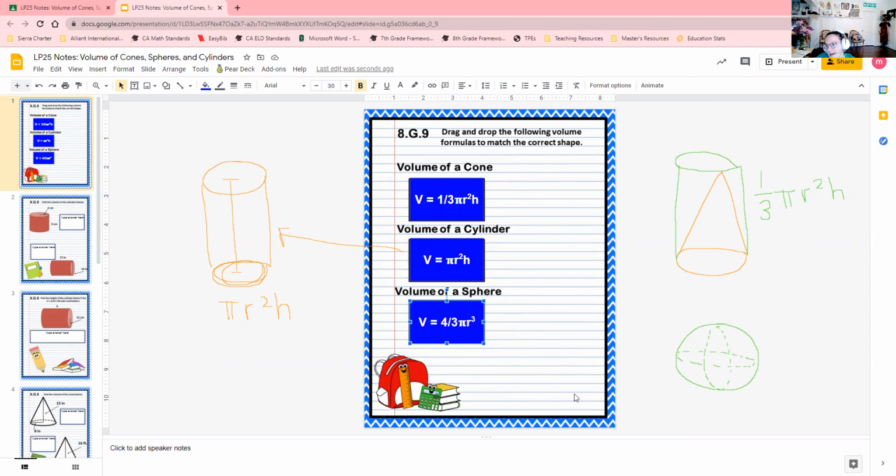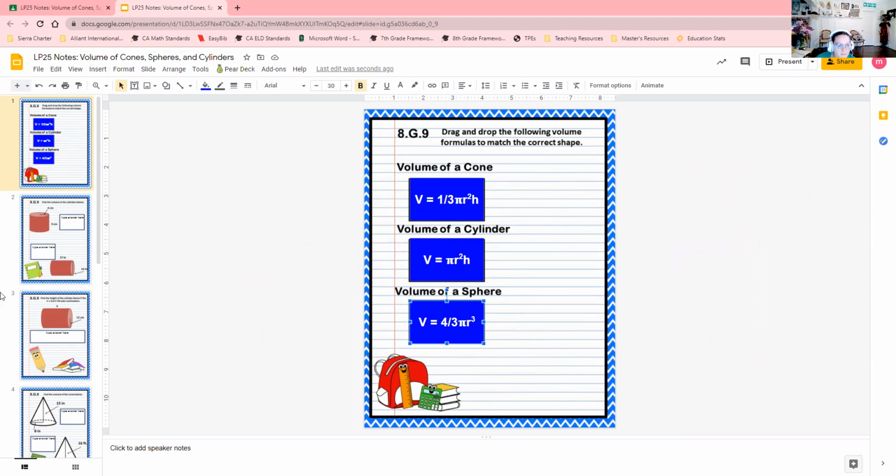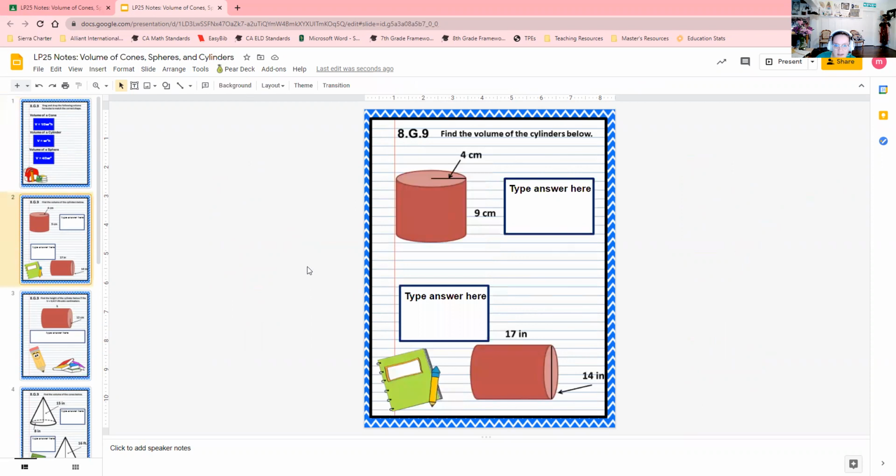Make sure you refer back to this page as you are completing your assignments this week. This is going to be super useful to make sure you have the right formulas for the right shapes. So the rest of these notes are just going to have us practicing solving these. We want to find the volume of the cylinder. Remember the formula we found on the first page: pi r squared times the height. And for our purposes, we are going to use 3.14 as our pi.